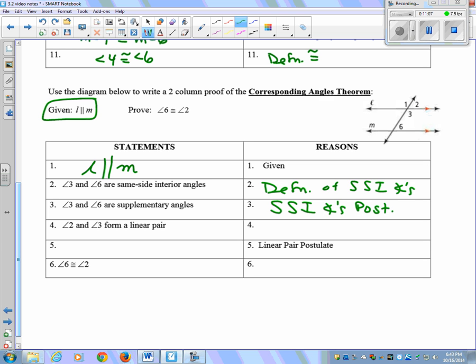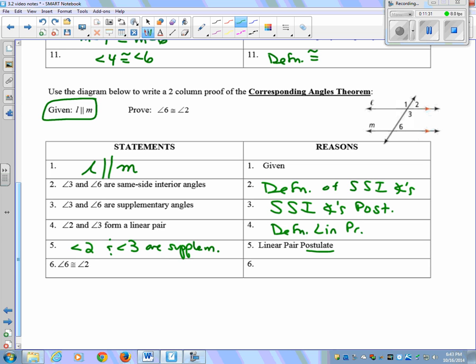Which we learned at the beginning of the lesson. Now we look at our diagram. We say 2 and 3 form a linear pair. That's by definition of a linear pair. So we can say angle 2 and angle 3 are supplementary by the linear pair postulate. Remember, the postulate says supplementary.